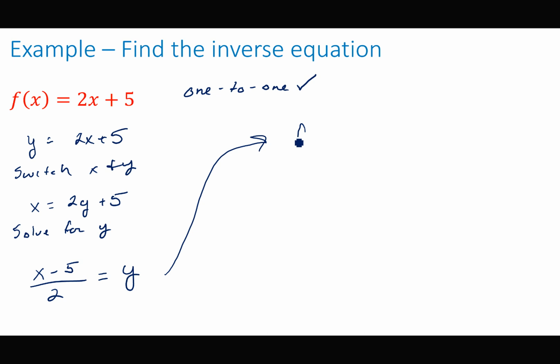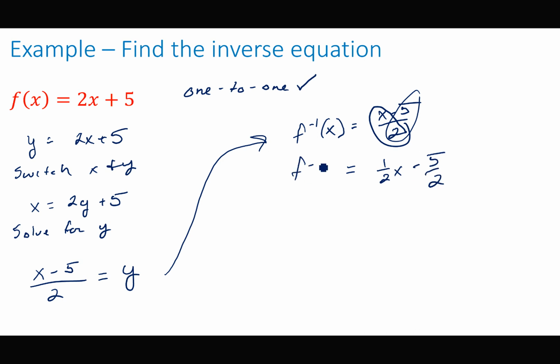Then from there, I'm going to replace the y with the correct inverse notation. So f inverse, and we'll even say f inverse of x, because x is our independent variable, would equal x minus 5 divided by 2. We could also do a quick heart surgery on this, and this is 1/2 x minus 5/2. So that would be the inverse function of 2x plus 5.